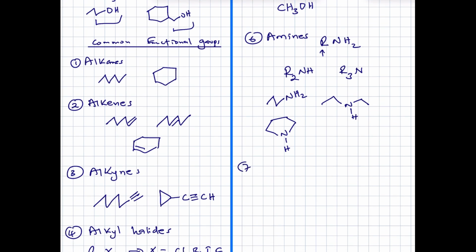Number 7, ethers. They contain a carbon-oxygen-carbon bond. So for example, you could have an alkyl group, oxygen, and then another alkyl group. In this case, you have two alkyl groups that are the same. They have 1 and 2 carbons, 1 and 2 carbons. So that's an ethyl group, and therefore the name for this will be diethyl ether.